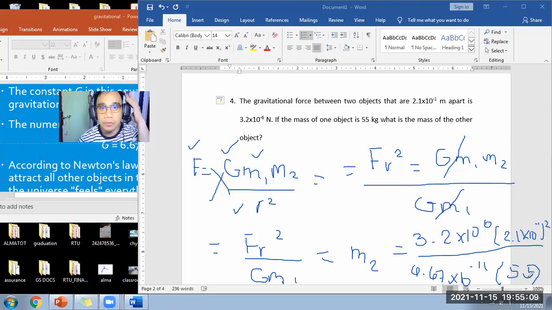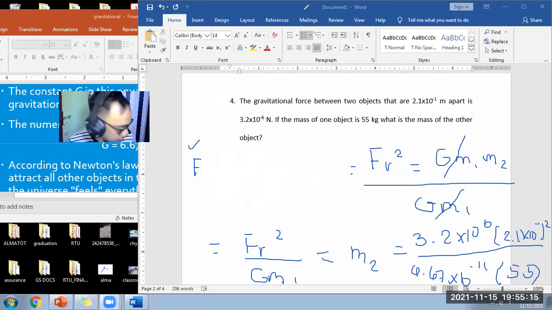Sige po, paki-compute. So what will be the final answer? Okay, so magiging 3.2 times 10 to the exponent 6 times 2.1 exponent negative 1 squared times 3.2 6 divided by 6.67 exponent negative 11 times 55.